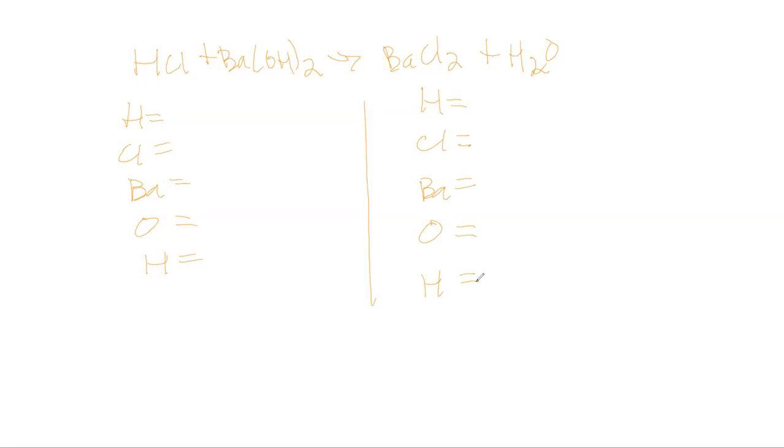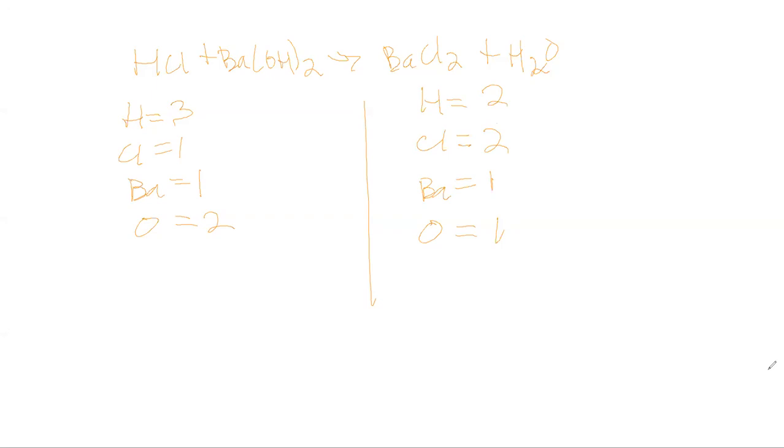Nope, I got H in there twice. Don't need H in there twice. The one that I'm going to start with this time is my barium. Oh, sorry, I forgot to write in my values. So right now I have 2 hydrogens, 3 hydrogens. I have 1 chlorine, 1 barium, and 2 oxygens. On this side, I have 2 hydrogens, 2 chlorines, 1 barium, and 1 oxygen.